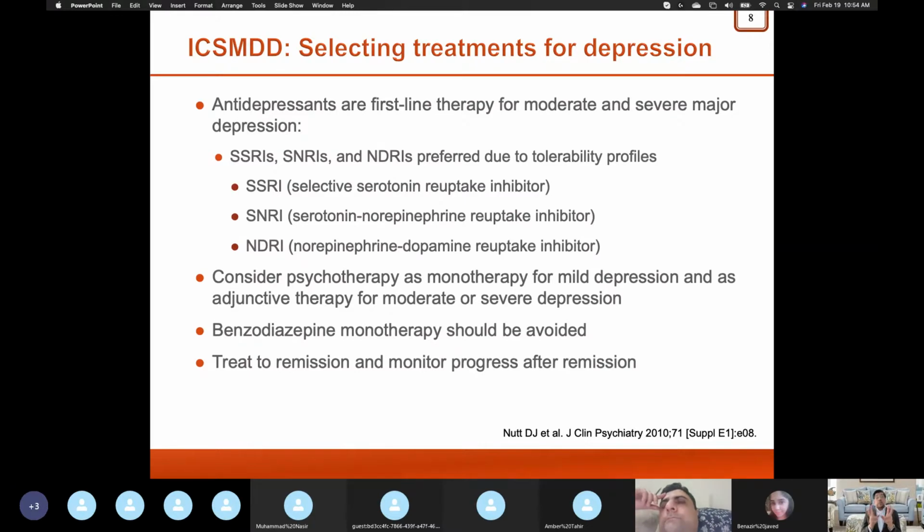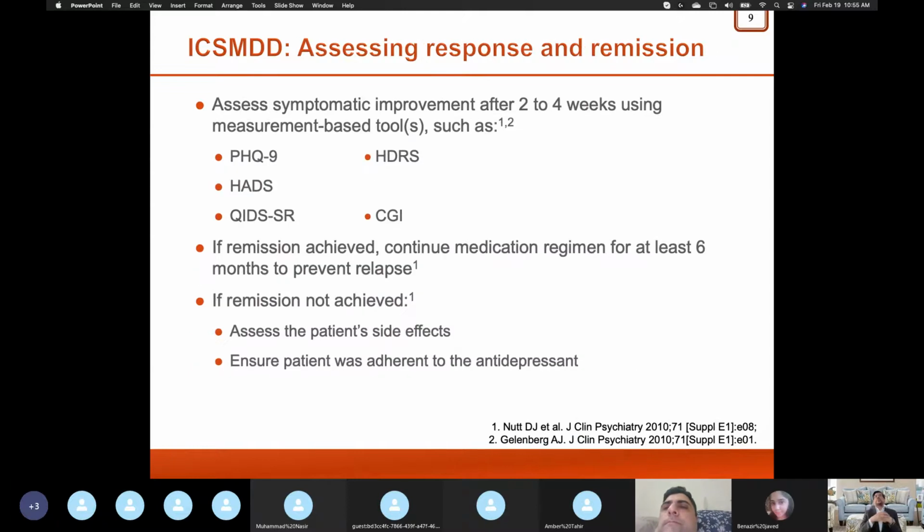Benzodiazepines as monotherapy are always avoided. Benzodiazepines are not antidepressants, even for mild depression, even for moderate and severe. So don't give them as monotherapy. Treat to remission and monitor progress after remission. That is important too. Assessing response and remission.